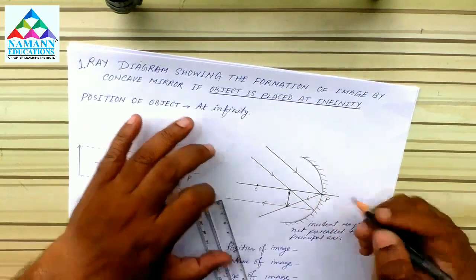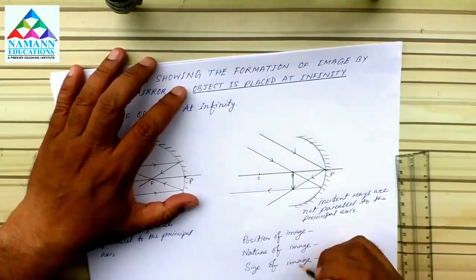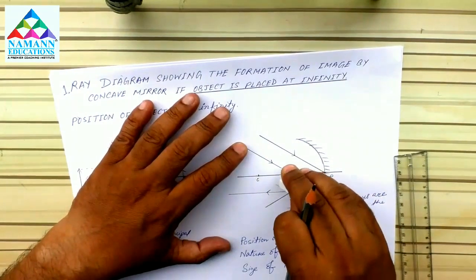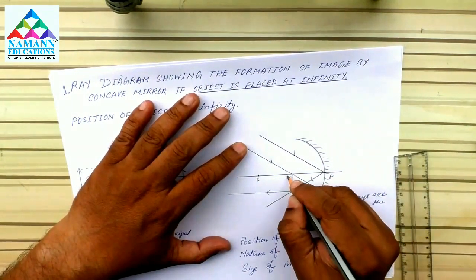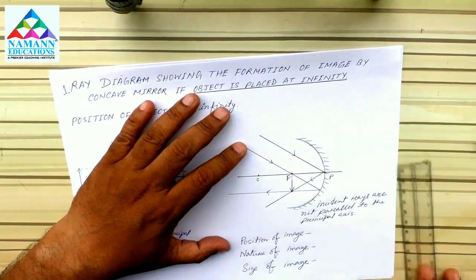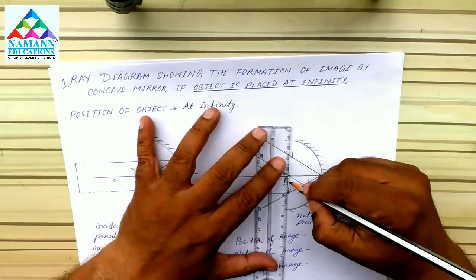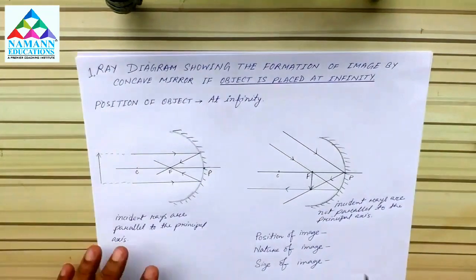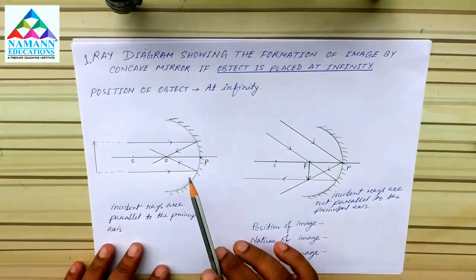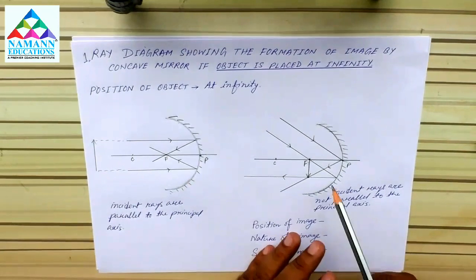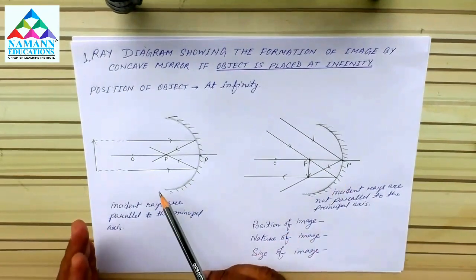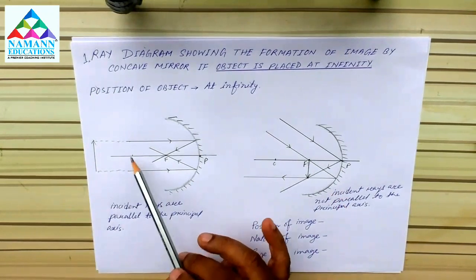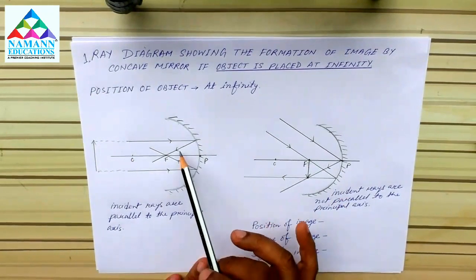So the image is formed at focus. We can mark focus properly. Yes, F represents focus, and image is formed at focus. So if you look at these diagrams, if you find it difficult, this second one, you can draw first one, and both are important. So here, incident rays are parallel to the principal axis. After reflection, light rays converge at focus.